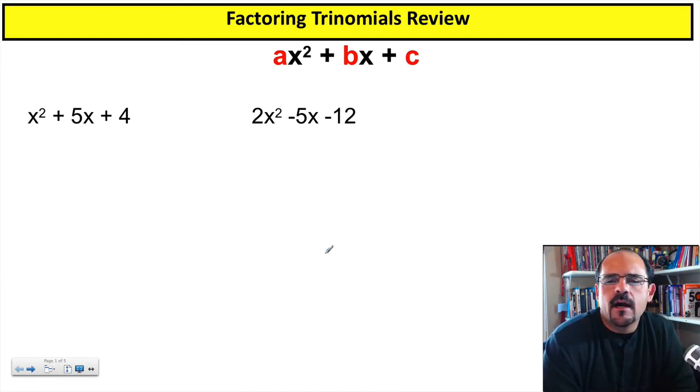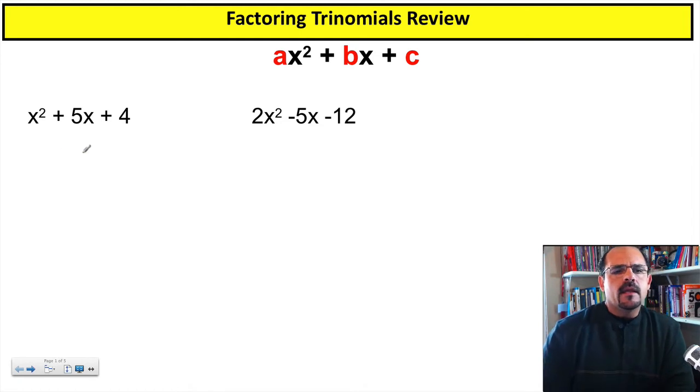Hey everybody. In this video I just want to review factoring trinomials and try to clear up some confusion that happens with this particular topic. Now, here's the general form of a trinomial that you're going to be factoring: ax squared plus bx plus c. A is the number in front of the quadratic term, or the x squared. B is the linear term, and c is the constant.